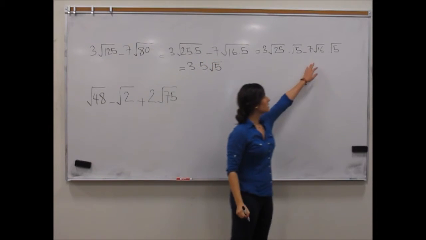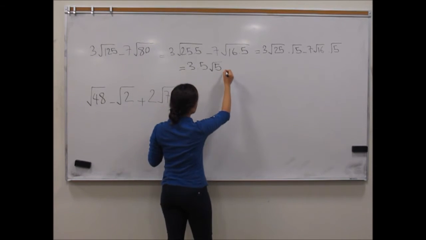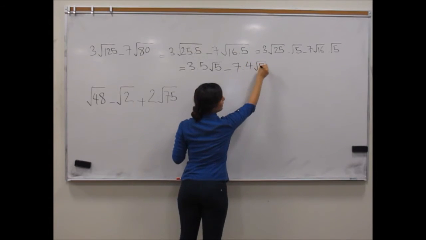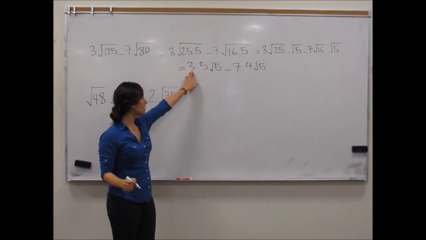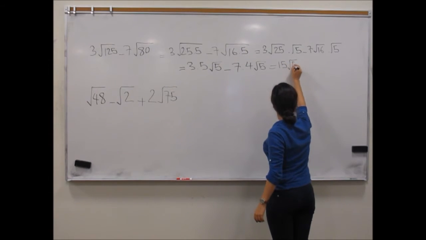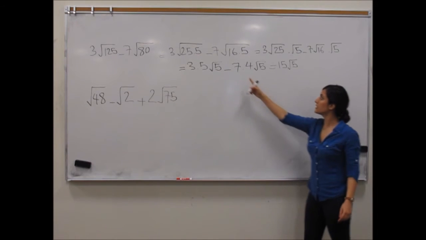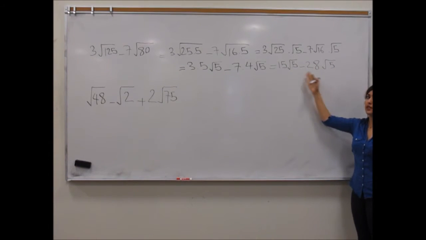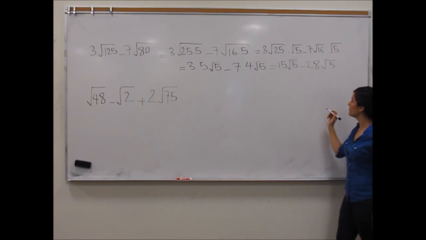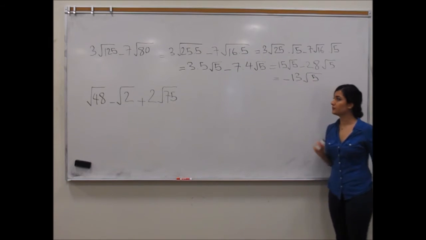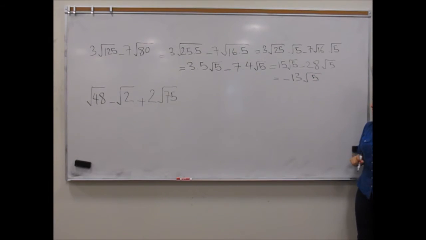And 16 is also a perfect square, and I get a 4 out of that. So I have 7 times 4 rad 5. And then here, as you can see, 3 times 5 is 15, so 15 rad 5. And then 7 times 4 is 28, minus 28 rad 5. So I have 15 of something minus 28 of something, which gives me negative 13 of that something. So this is it for the first example.